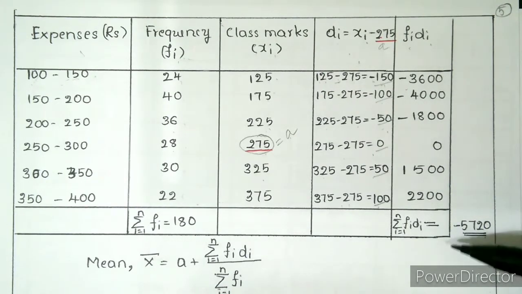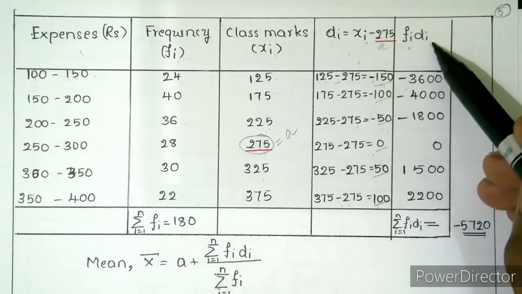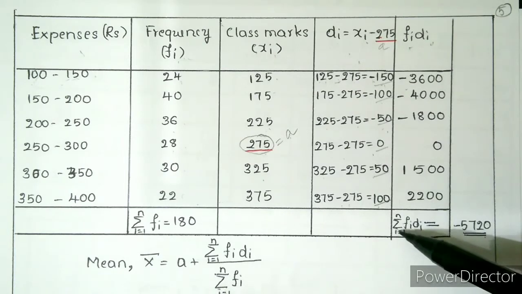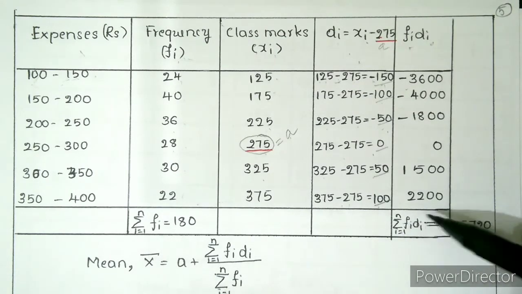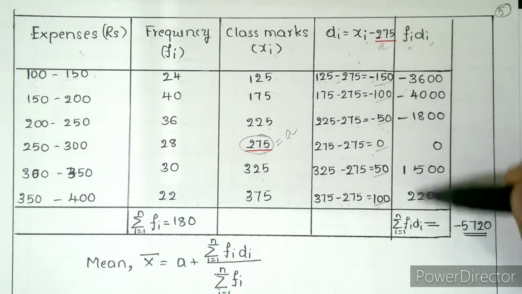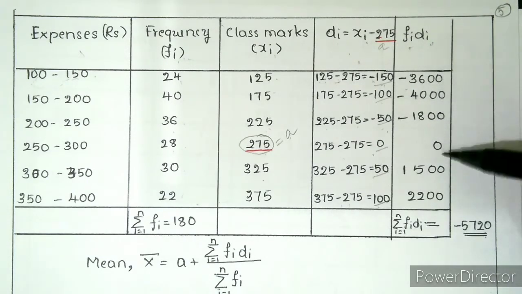When you add all this you get summation i equal to 1 to n fi di. We have to add, so it is summation or sigma i equal to 1 to n fi di, equal to minus 5720. You all verify the answer in your rough book at home.